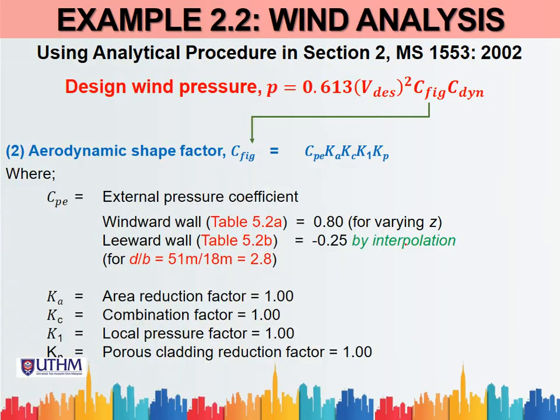Aerodynamic shape factor. Okay, so this equation is equal to the Cpe, external pressure coefficient, multiplied with the area reduction factor, combination factor, local pressure factor, and also porous cladding reduction factor. And all these factors are equal to 1 unless stated otherwise. If it is different from this, you need to refer to appendix C. Okay, so for the external pressure here, refer to table 5.2a for the windward wall and table 5.2b for the leeward wall, and D divided by B is equal to 51 meters divided by 18 meters.